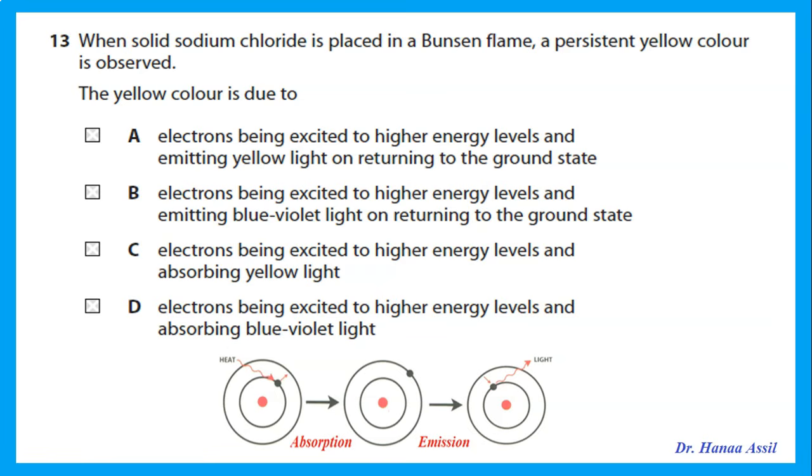Now, this electron wants to go back to its original energy level. It gives out the amount of energy that it absorbed at the beginning. Now, this energy in the visible region would give a specific color. So the reason that we get colors is that electrons are excited to higher energy levels by absorbing a certain amount of energy, and then they emit this amount of energy again on returning to the ground state.